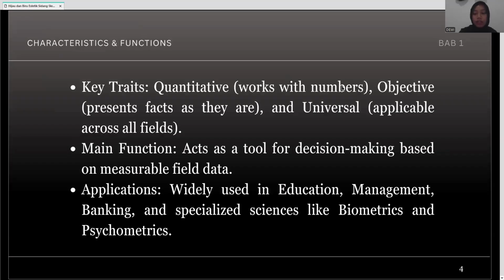Characteristics and function. Statistics has three main characteristics. It is quantitative, objective, and universal. Its main function is to support decision making based on measurable data. It is widely used in education, management, banking, and other sciences. Okay, next.